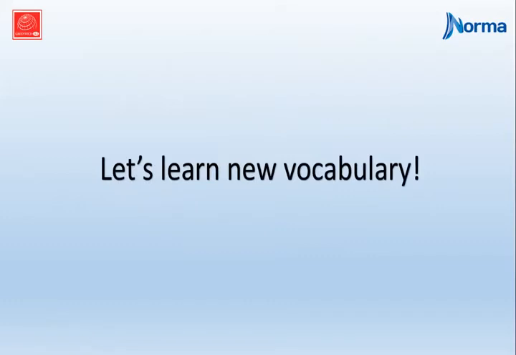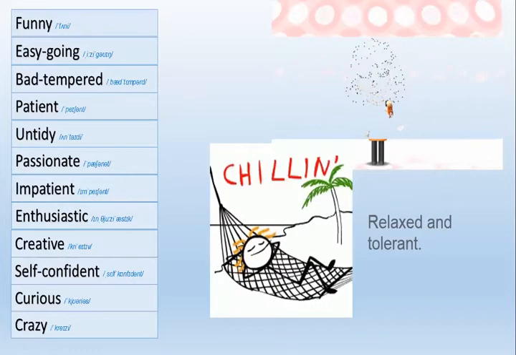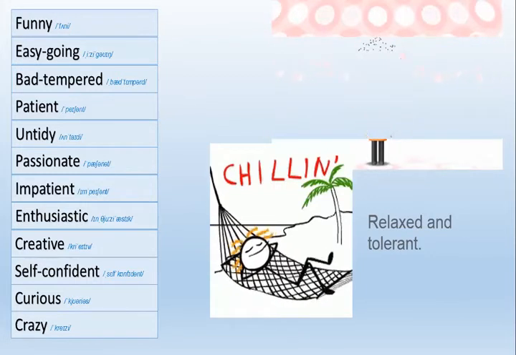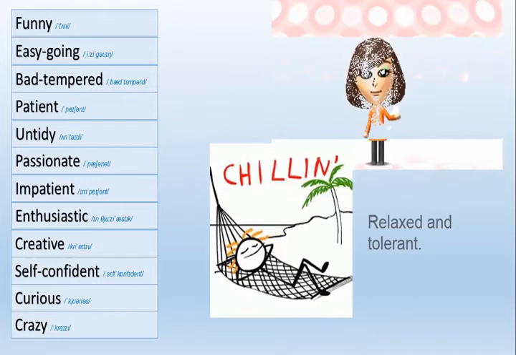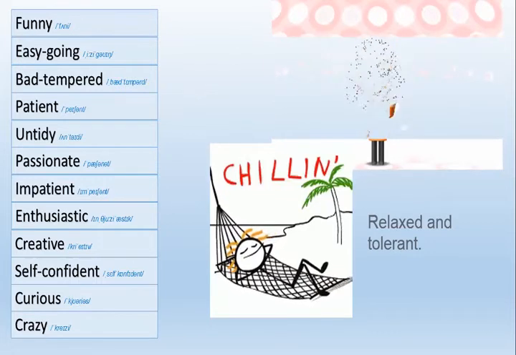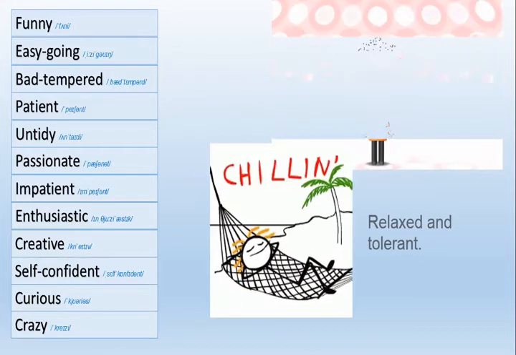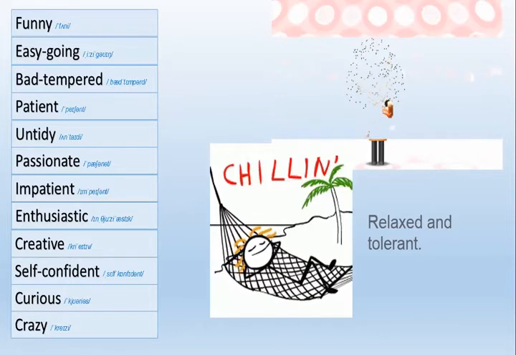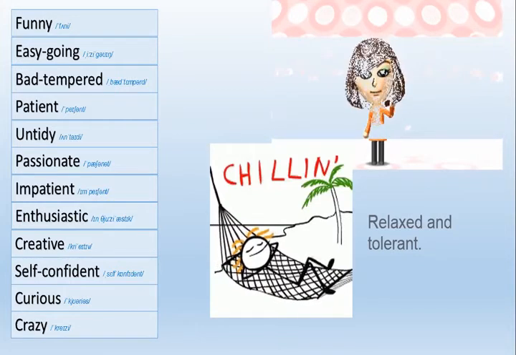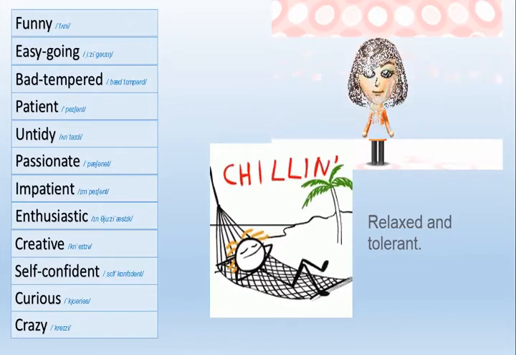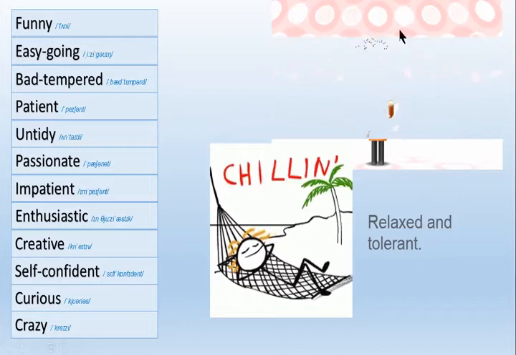Let's continue with the lesson. Today we're going to learn new vocabulary to describe people. Let's begin. Look at the pictures and look at the list we have here on the left. We have funny, easygoing, bad-tempered, patient, untidy, passionate, impatient, enthusiastic, creative, self-confident, curious, and crazy. And according to this list, what do you think is the appropriate word here?